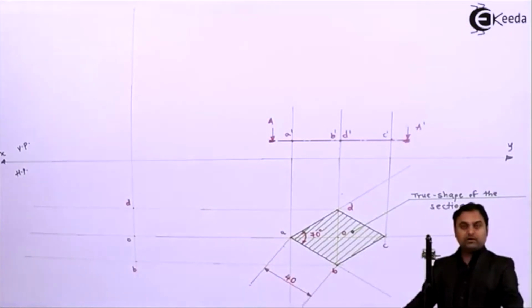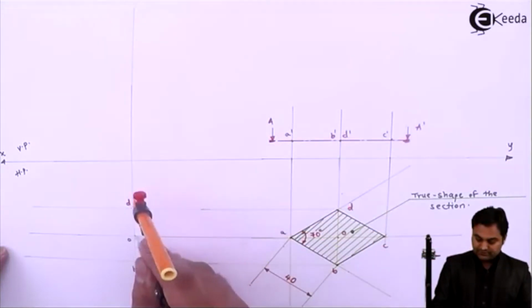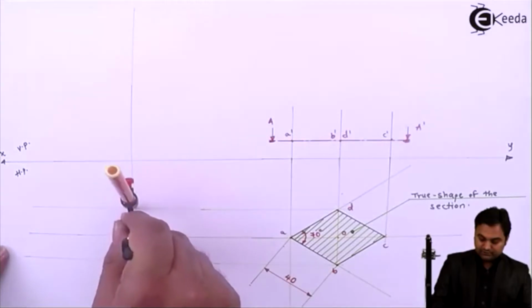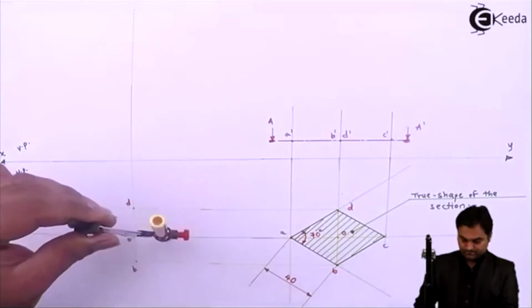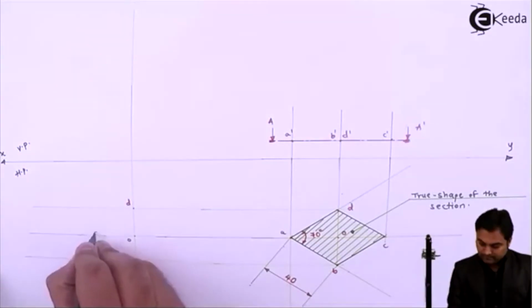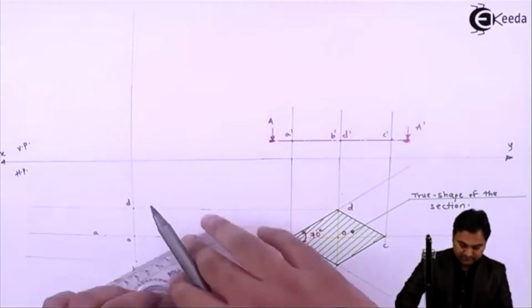Next, I'll have to mark A and C. For that, I can measure the same distance because it is a square prism, so the length of the diagonals will be same. A and C, joining them with the help of light lines.